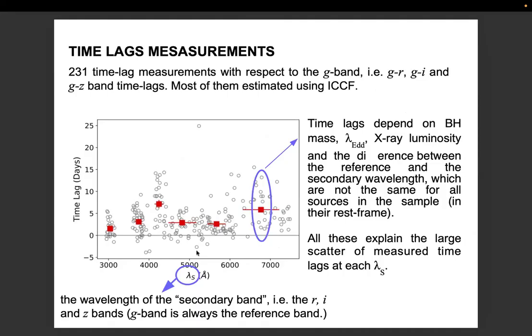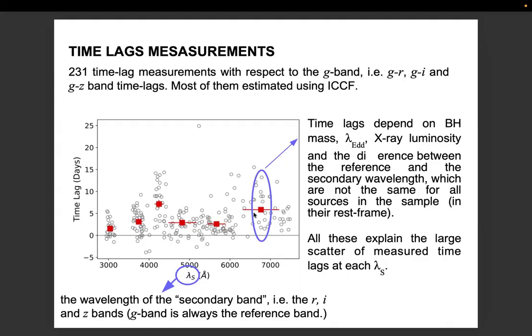Now, here, what I do is the following. I plot here the rest frame wavelength of the secondary light curve that we use to compute the time lag, the reference band. In all cases, the reference band was g observed. But of course, rest frame g is different for each source depending on the redshift, right? And that's why you have this range on the x-axis. The secondary band, although it is i, r, z, it's not the same rest frame, because of redshift.